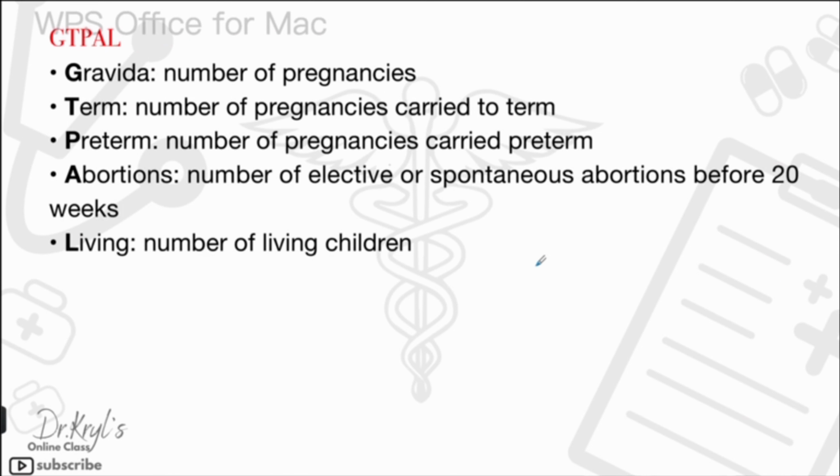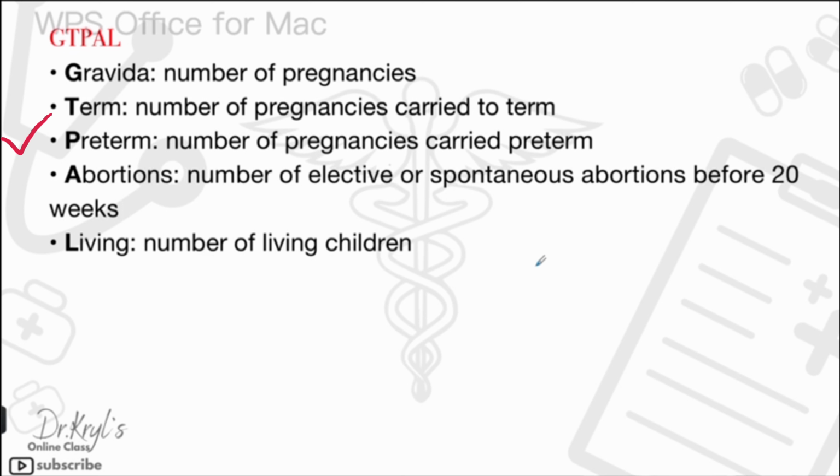GTPAL: Gravida, term, preterm, abortions, and living. Gravida is the number of pregnancies, regardless of the outcome or the number of fetuses carried. Term is the number of pregnancies carried to term, up to 37 weeks, or the number of deliveries after 37 weeks. Preterm: the P in the GTPAL is not para, it's preterm.